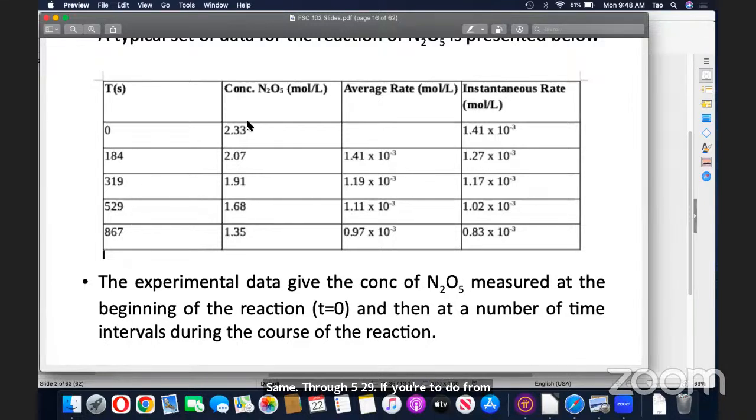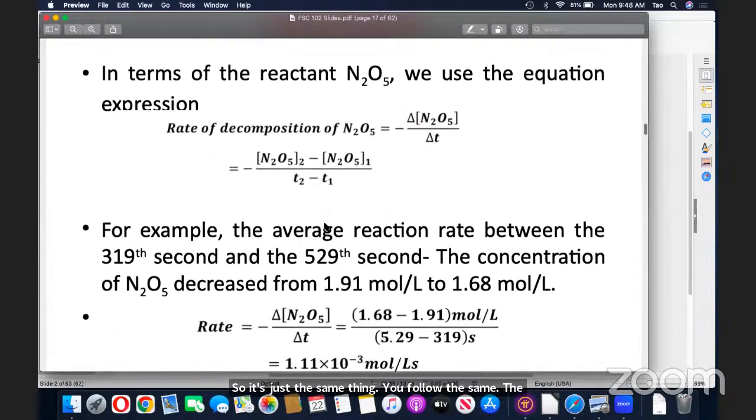If you're to do the average rate from the beginning to 529, then it means you're going to be subtracting 2.33 from 1.68. And your time is going to be 529 minus 0. So it's just the same thing. You follow the same procedure.